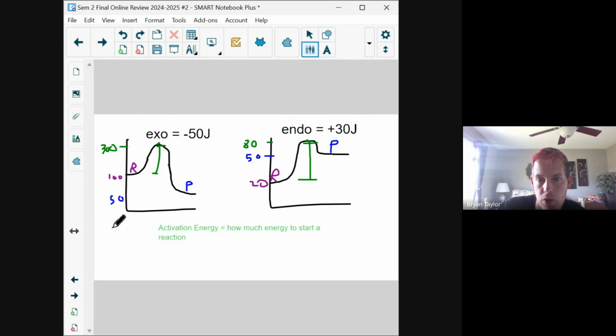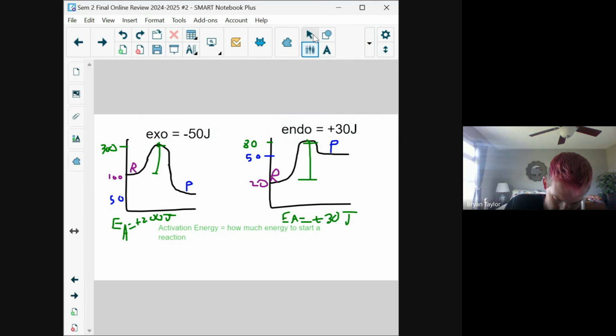So for this one, the activation energy is positive 200 joules. Please forgive my handwriting. And this one is, and the EA is activation energy, believe it or not, that's the abbreviation, is plus 30 as well. Is that okay? Not too bad?